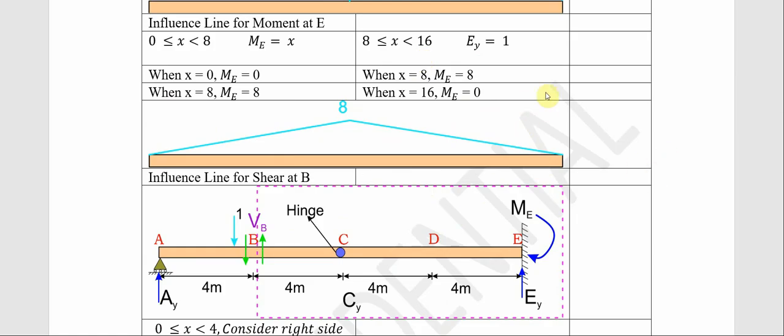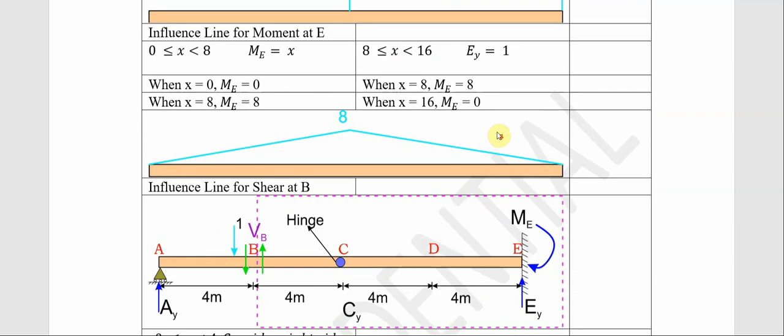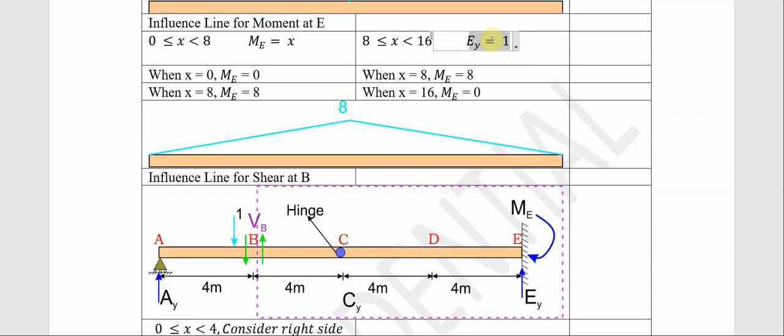Though I'm not supposed to, let me just remove this one, since I'm not considering it; I'm only considering the moment. So now, since our moment about E equals S, when S equals 8, M will be equal to 8. When S equals 16, our ME will be equal to 0, because the moment at this point will be 0 at the free end.